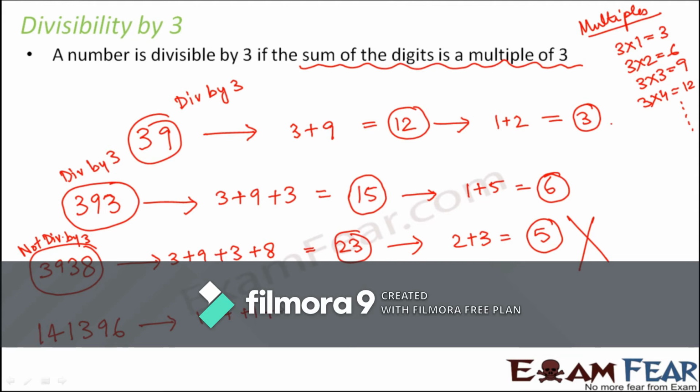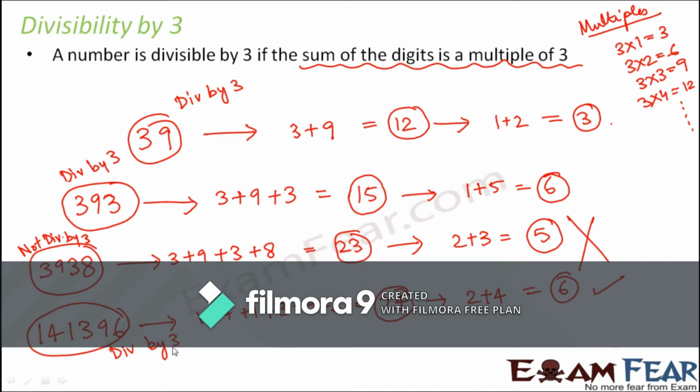1 plus 4 plus 1 plus 3 plus 9 plus 6. The sum comes out to be 24. Now we are not sure if 24 is divisible by 3 or not. So let's sum the digits again. So 2 plus 4, that is 6. And 6 is divisible by 3. Therefore this number is also divisible by 3. So this is how the divisibility rule of 3 works.